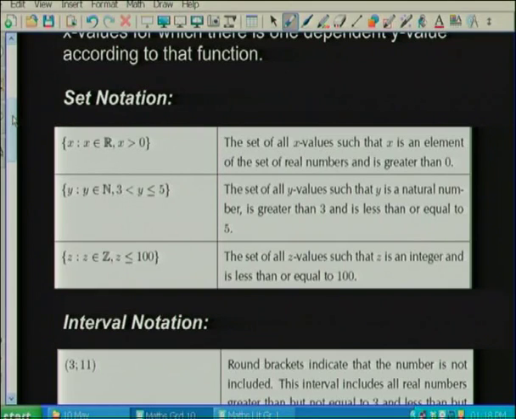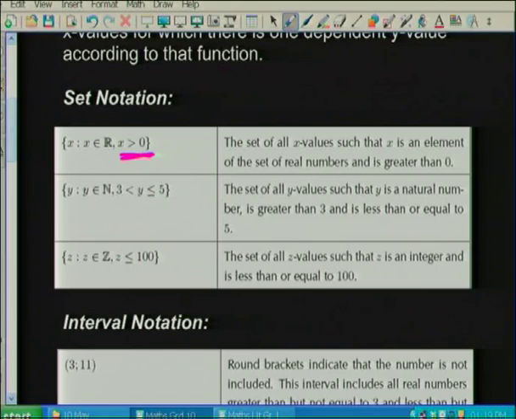Right, now let's just have a look at a little bit of set notation. Right, let's have a look here. We are told x is an element of R where x is greater than 0. That means the set of all x values such that x is an element of the set of real numbers greater than 0. So real numbers greater than 0. Remember, real numbers can be fractions. Right, so that's what this set notation means.